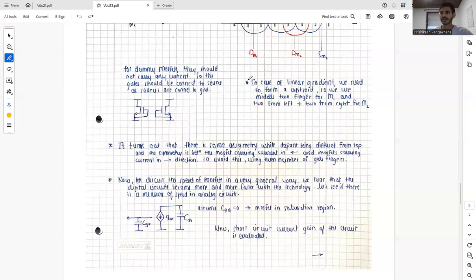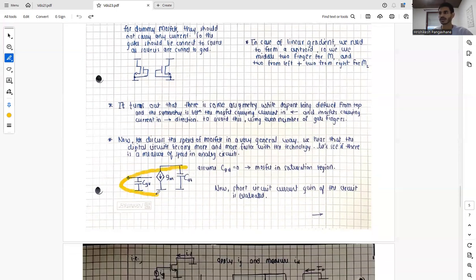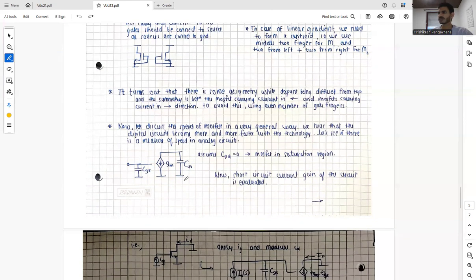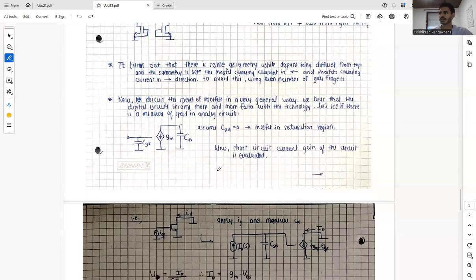So let's see if there is a measure of speed in analog circuits as well. This is how we can realize a small signal model where we have gm. Let's neglect gds, and we have a capacitance between the junctions of drain and body, as well as some CGS where we put our gate voltage. Assume that CGD is 0. The MOSFET is in saturation region.